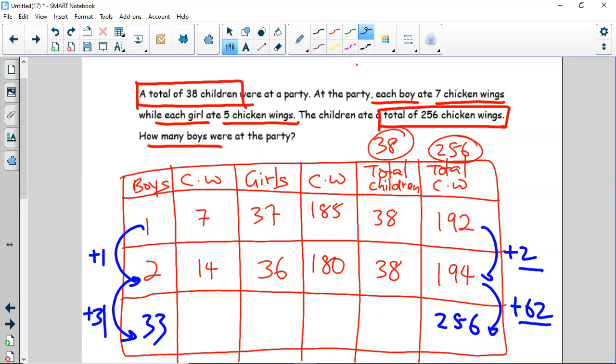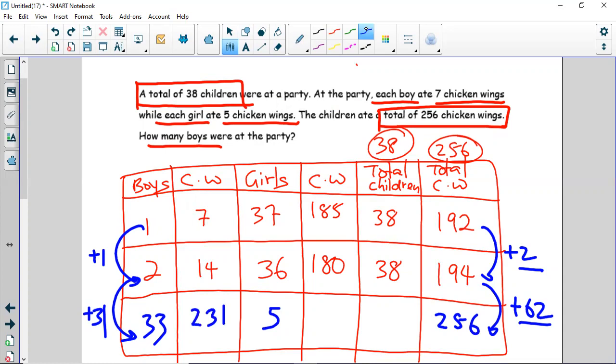And how many girls at the party? So there must be 5 girls at the party, right? Now, how do you check whether your answer is correct? So we can check. If there are 33 boys, then how many chicken wings eaten by all the boys? 33 times 7, that'll be 231 chicken wings eaten by the boys.